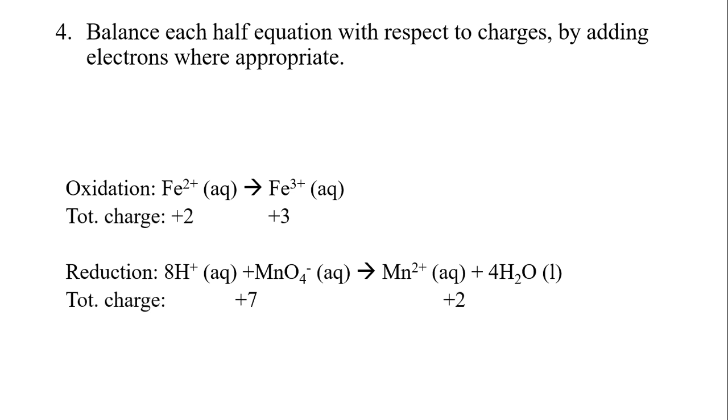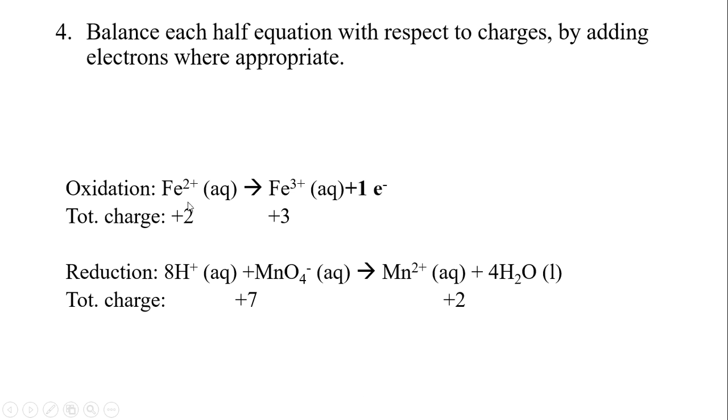So here I like to count the total number of charges before and after the arrow. For the oxidation half equation, we have a total charge of 2 plus before and +3 afterwards. Okay? And for the reduction, we have 8 positive and 1 negative charge. Sum that up, it's going to be a total of a charge of +7. Here you have 1 with a 2 plus, and then the water molecules are neutral. They have no charge. This will be 2 plus here.